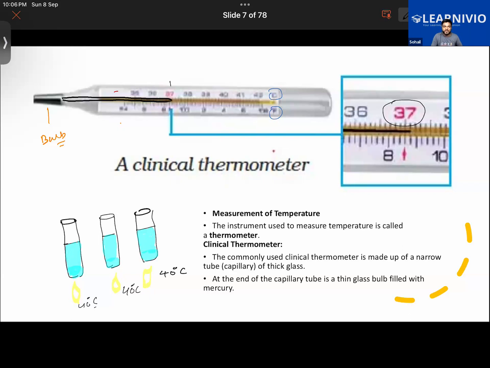Why shouldn't we hold the bulb of the clinical thermometer? Say that this is the bulb of the clinical thermometer in which mercury is stored. Why shouldn't I be holding this? In order to take the temperature of the body, while I am holding a clinical thermometer, I should not touch the bulb here. This is the front part in which mercury is stored. Yes, Abu Bakr and Gauss, why shouldn't I hold it?